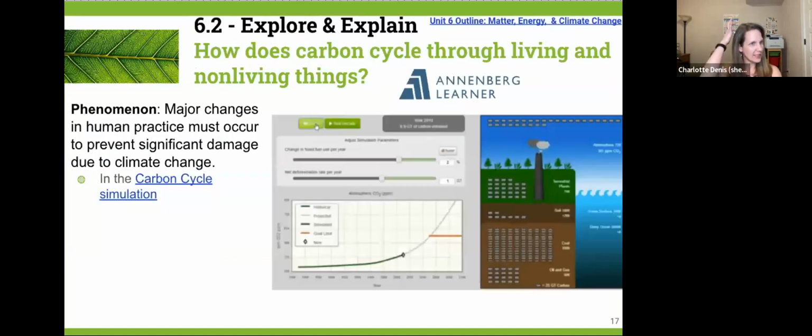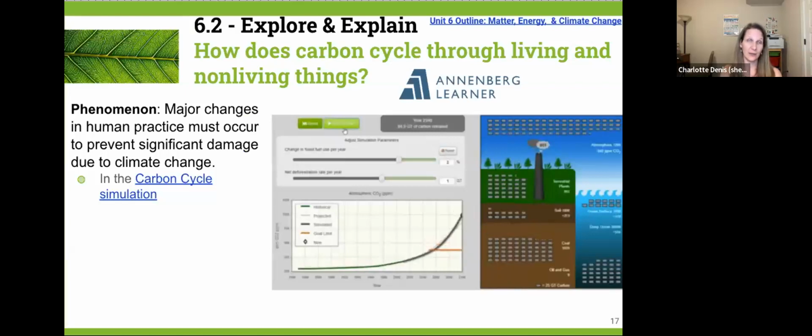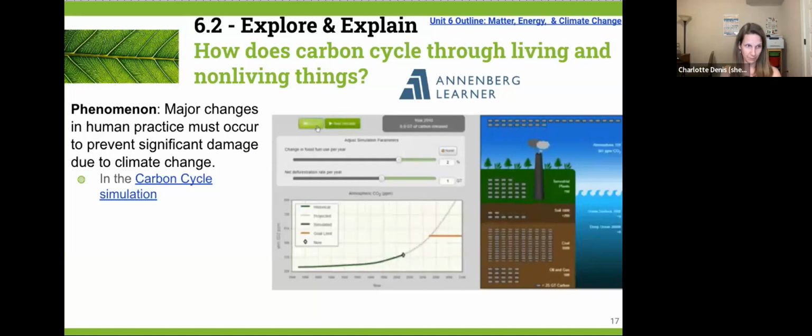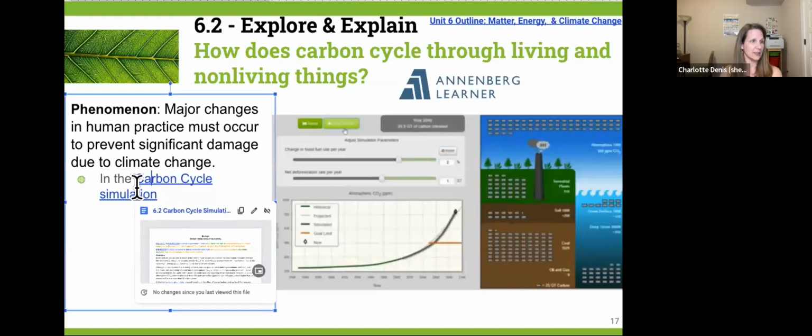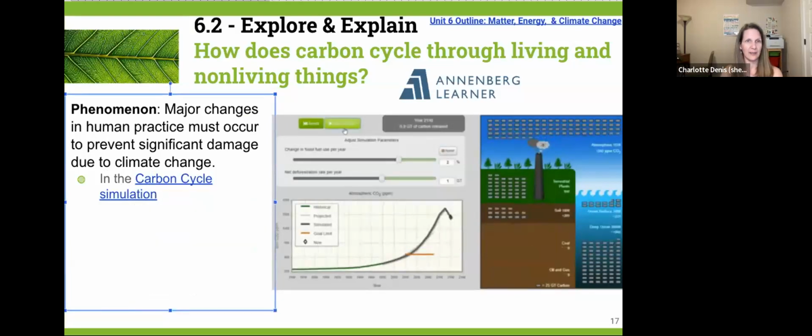And as we explore the carbon cycle, we're taking a look at how students take a look at, it's an older simulator that comes from Annenberg, but I have yet to find anything that works as well. So I would like you, please, if you could, to click on the link here for the carbon cycle simulation. I'm going to copy the link and put it in the chat in case you don't happen to have the slides.